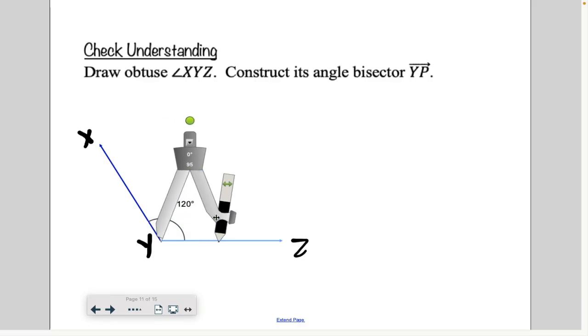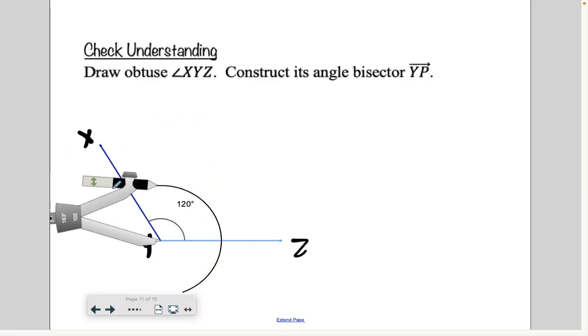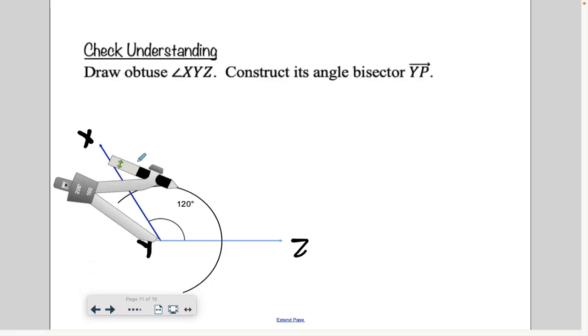No one can tell me? Draw an arc. Okay? So I'm going to draw an arc. Doesn't really matter which one. I guess I'm going to draw this one. Okay? And then we're good.